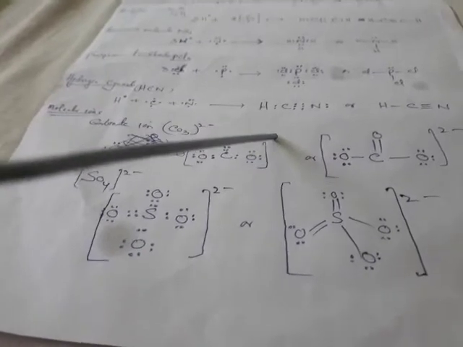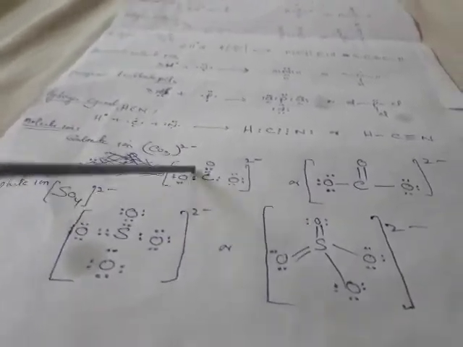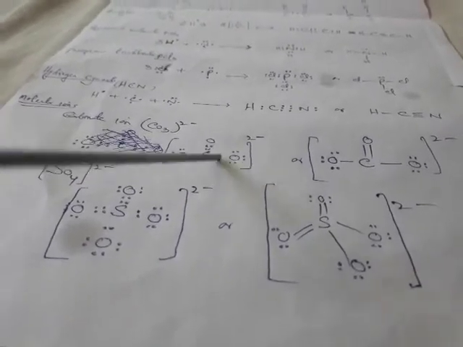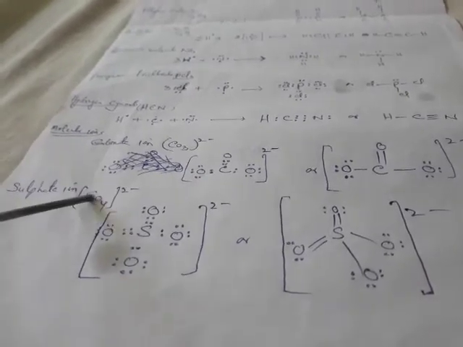This is a divalent anion. Now again we see the octet of this oxygen atom is complete. Again the octet of this oxygen is complete, and the octet of this is also complete, and carbon is also complete, it is an octet. Then we have this sulfate ion.